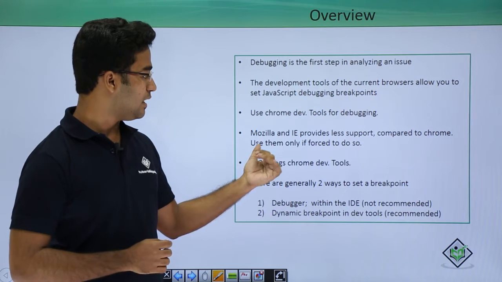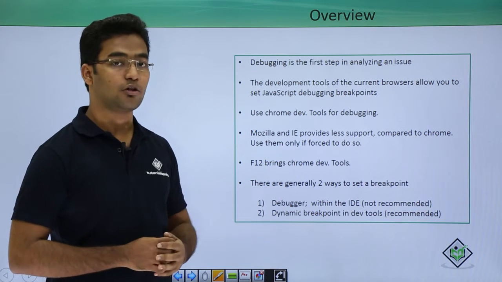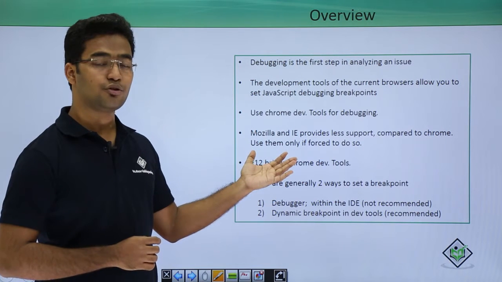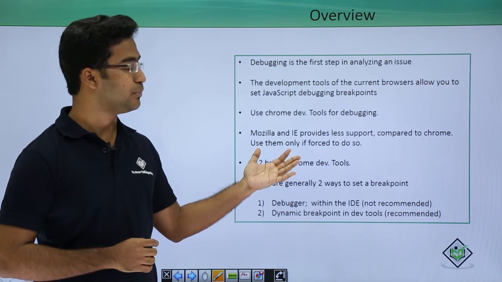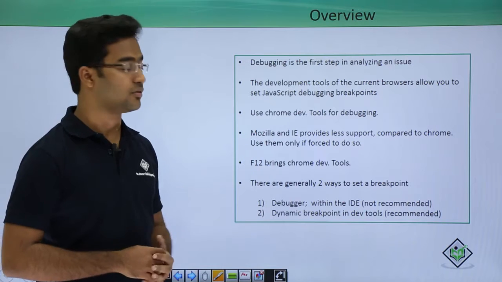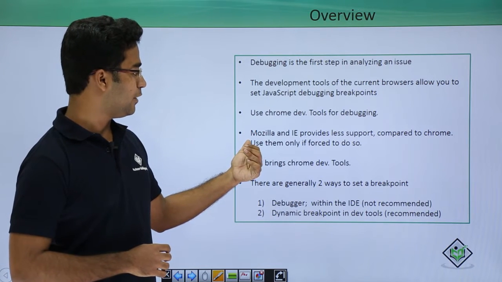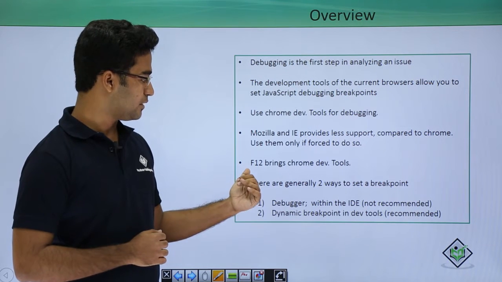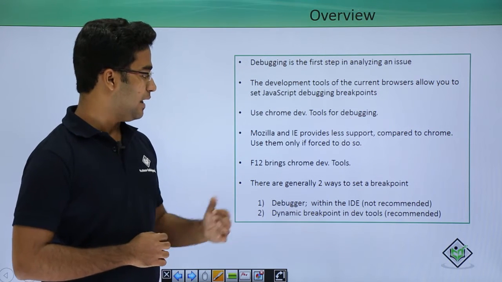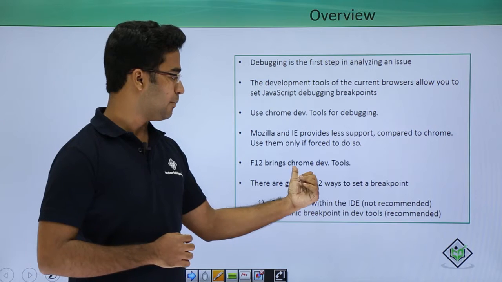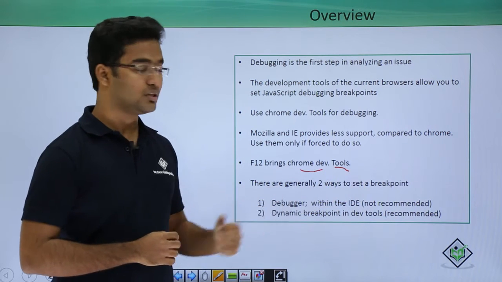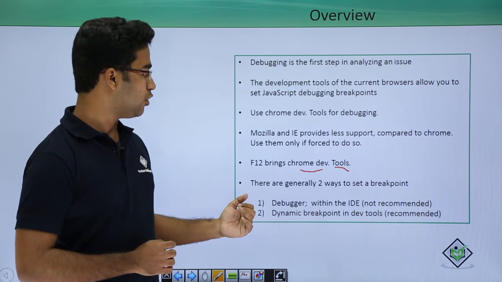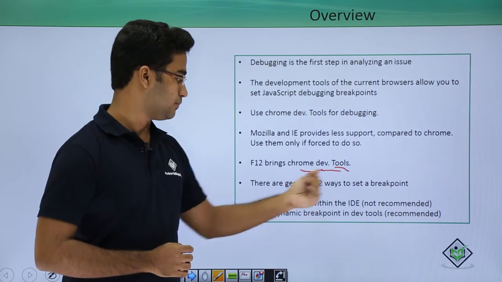Mozilla and Internet Explorer also provide development tools, but we just use Chrome development tools for our debugging purpose since it provides a better interface compared to Mozilla and Internet Explorer. If you press the F12 button, it will bring up the Chrome development tools. If you right click and click on inspect element, it should also bring the development tools here.